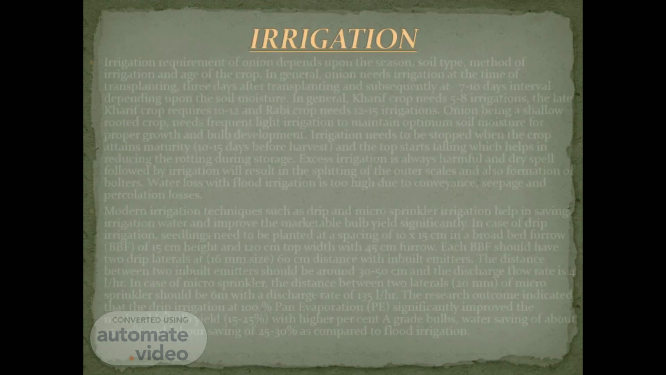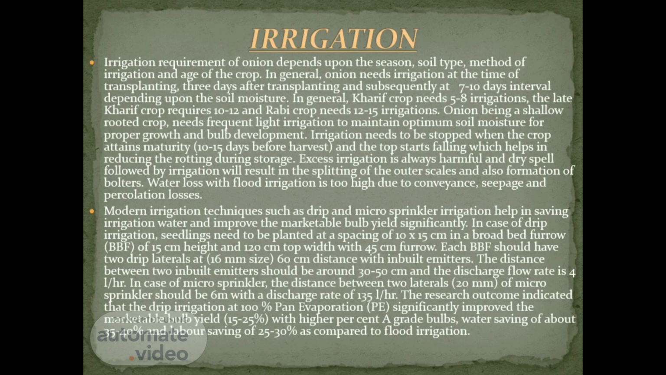Irrigation. Irrigation requirement of onion depends upon the season, soil type, method of irrigation and age of the crop. In general, onion needs irrigation at the time of transplanting, 3 days after transplanting and subsequently at 7 to 10 days interval depending upon the soil moisture.